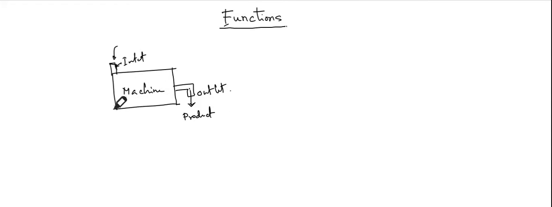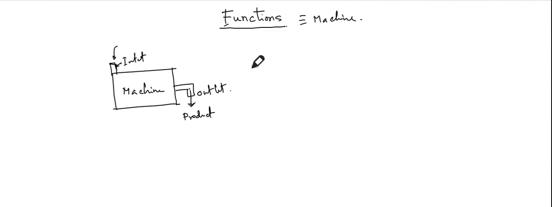Typically this is the function of a machine. The scheme of a machine looks like this. There should be an inlet where the raw material goes into the machine, and there should be an outlet from where the product comes out. Now a function is very much similar to a machine.